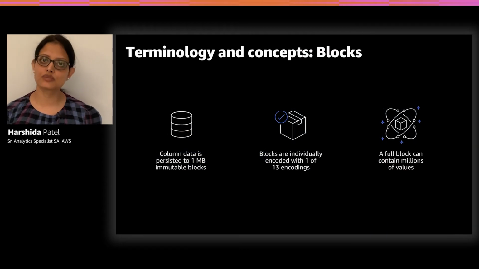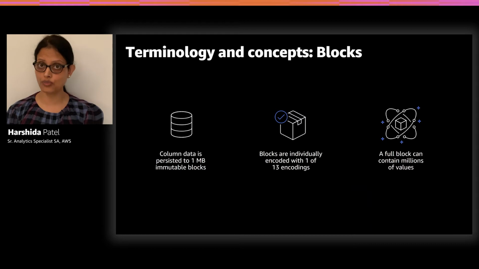The second concept is blocks. Redshift has very large blocks, 1 megabyte immutable blocks. When you have super compression, it can store close to millions of values.